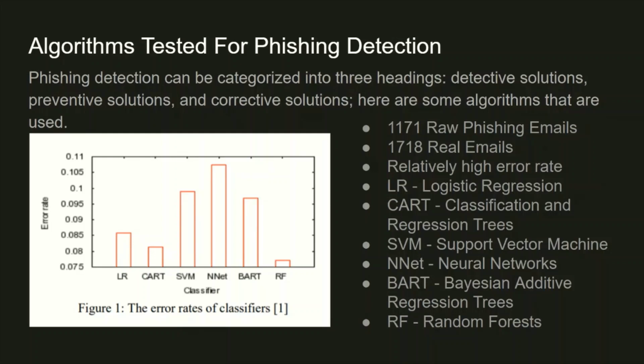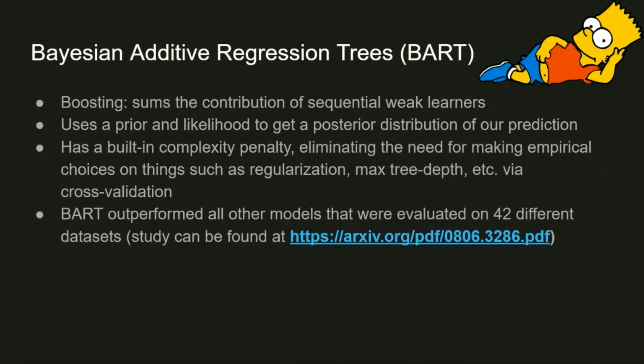So they use logistic regression, classification and regression trees or decision trees, support vector machine, neural networks, Bayesian additive regression trees, and random forest. So I'll be explaining what a BART is, since I know that we haven't covered that. Okay, so what is a BART? A BART is an ensemble learner.